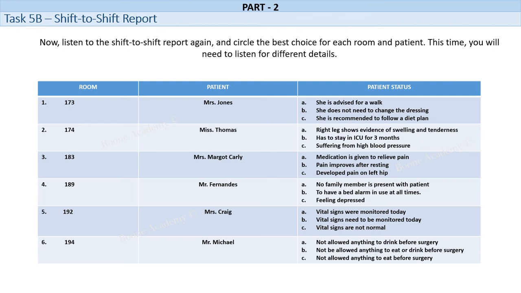Next, room 192. This is Craig. She's a 65-year-old female. She is 1-day post-op from a total abdominal hysterectomy. She has no known diagnosed allergies. Her vital signs have been stable today. Her pain is 7 out of 10. She's on a liquid diet. She has ordered 0.5 milligrams of Dilaudid IV as needed every 2 hours.